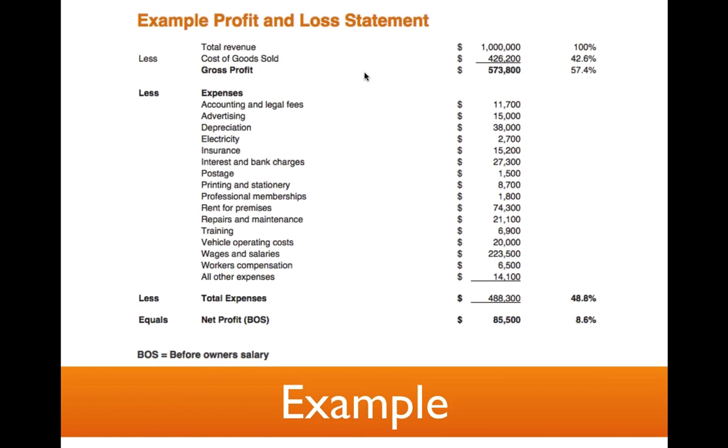Why? Cost of goods is high, 42%, and then all the expenses that you have, if you add all of these together, come to a fair margin there. Yep. So 573 minus the 488,300 leaves you about $85,500, or 8.6%. All right, now I've given you a little bit of a breakdown of what I believe, as a business owner, you should take into consideration.